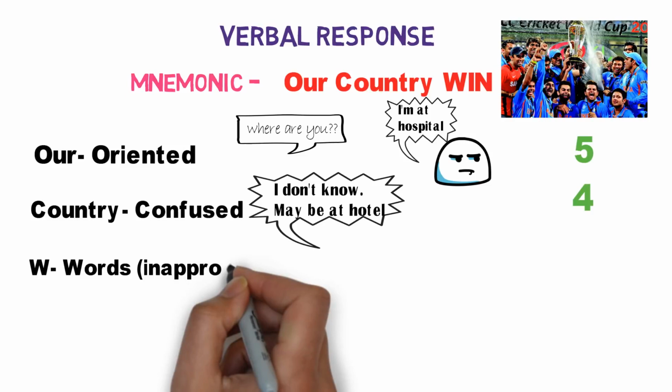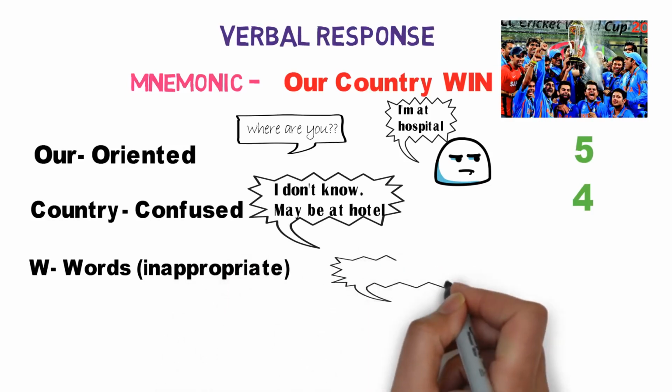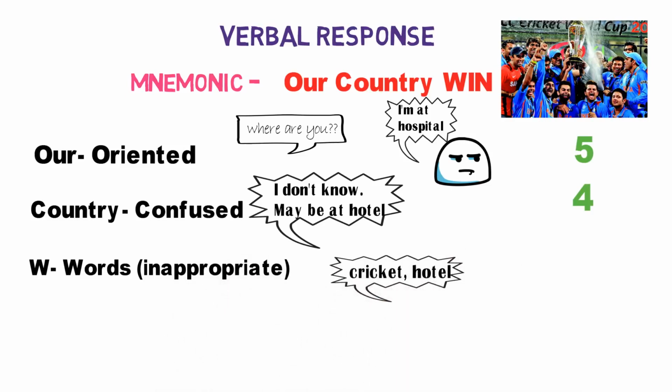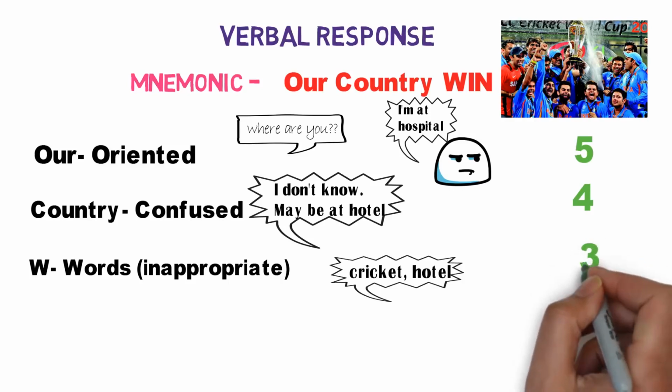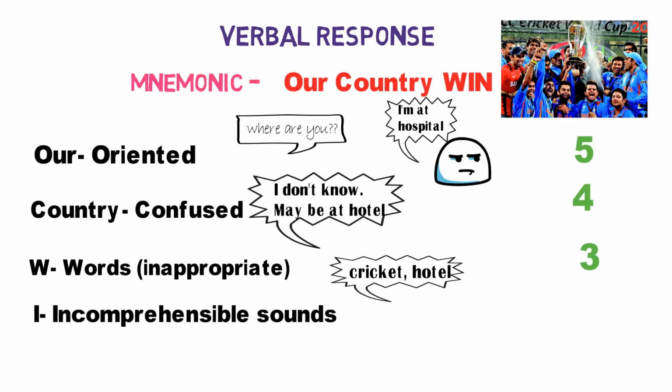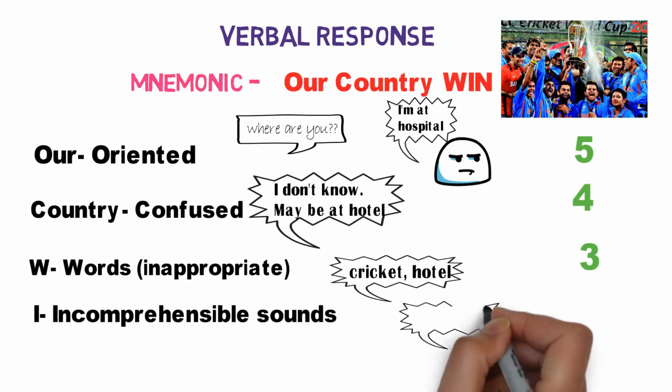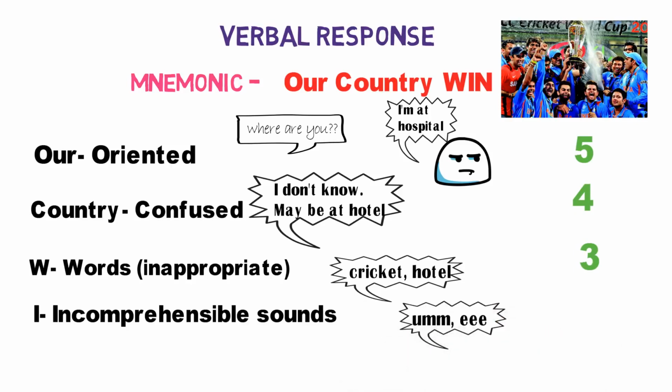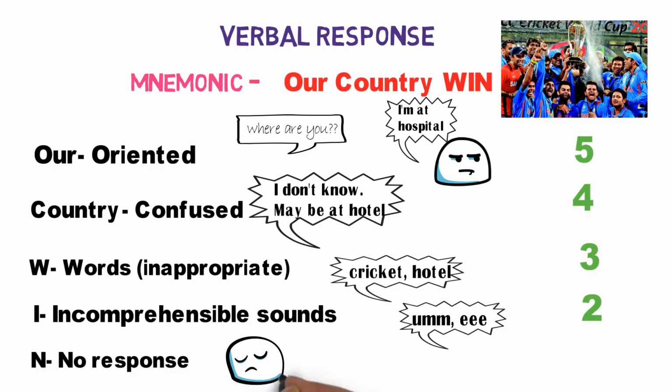W stands for words inappropriately used, like if he says cricket or hotel out of the blue, then verbal score is 3. I stands for inappropriate sounds, like if he or she makes some sort of sounds, then verbal score is 2. N stands for no response. Verbal score is then 1.